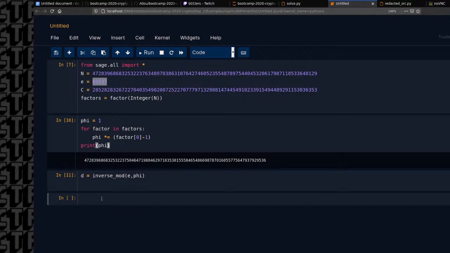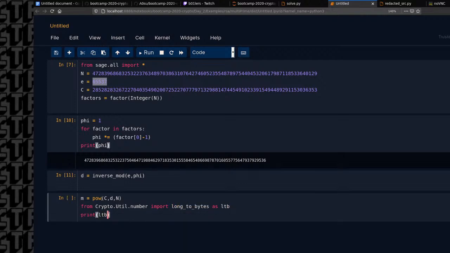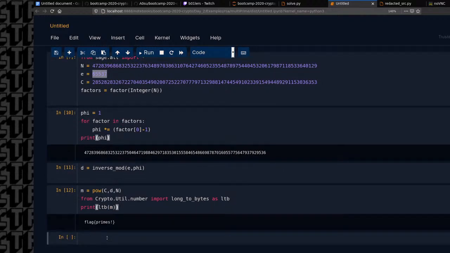And then what we can do here is take our value of C and D, and then we'll decrypt from here using C power D mod n. And then from Crypto, we're going to import long_to_bytes. And then we'll print that out. So then you get back the flag: primes, exclamation point.